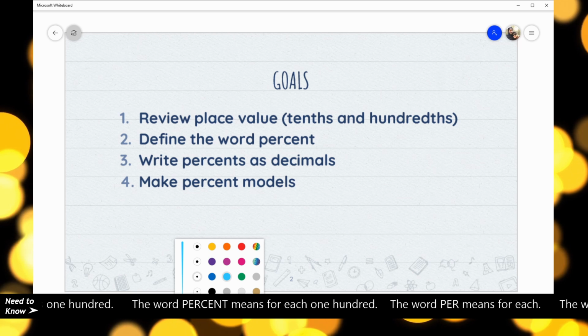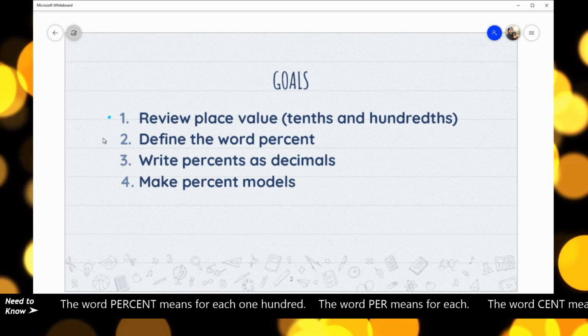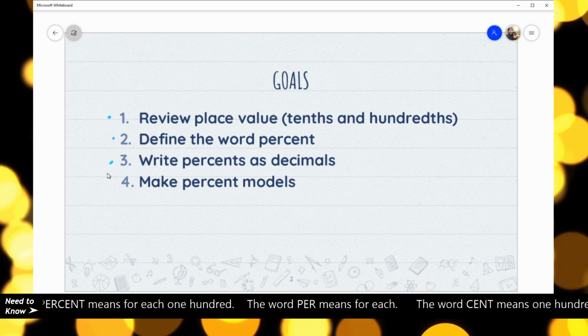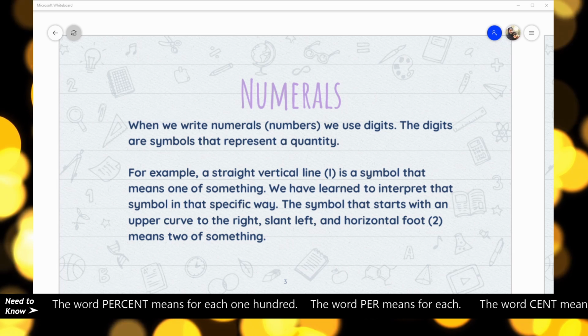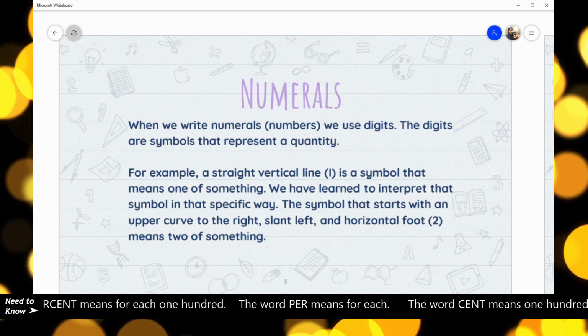So we've got 4 goals today. Goal number 1, we want to review place value, tenths and hundredths. We're going to define the word percent. We're going to write percent as decimals, and we're going to make percent models. Before we do all that though, I want to talk a little bit about some abstract concepts, okay?